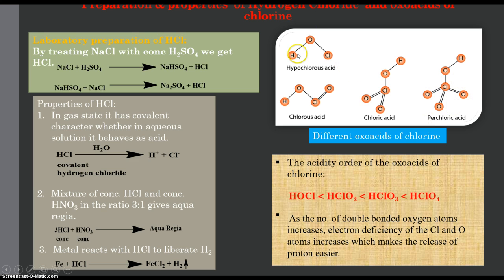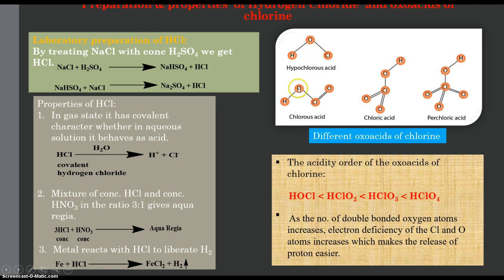As you can see in the first compound HOCl, there is only one electronegative element, chlorine, attached to the oxygen atom. That's why the electron deficiency of the oxygen atom is very less, and the tendency for the hydrogen to escape by breaking the bond in this way is very much less, and that's why the acidity of hypochlorous acid is very less.